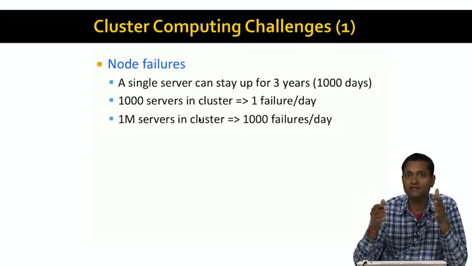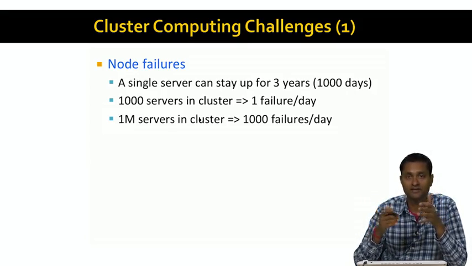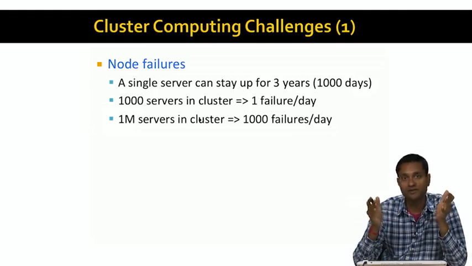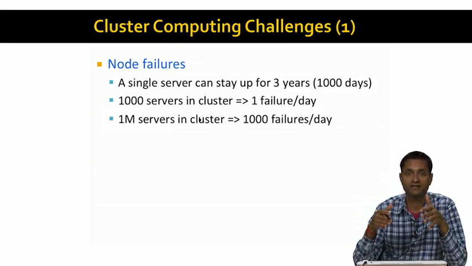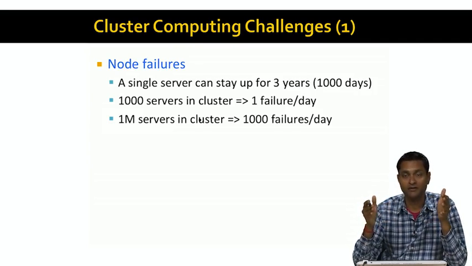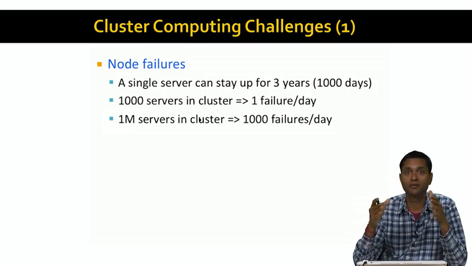But now imagine that you have 1,000 servers in a cluster. If you assume that these servers fail independent of each other, you're going to get approximately 1 failure a day, which still isn't such a big deal. You can probably deal with it. But now imagine something on the scale of Google, which has 1 million servers in its cluster. So if you have 1 million servers, you're going to get 1,000 failures per day. Now, 1,000 failures per day is a lot. And you need some kind of infrastructure to deal with that kind of failure rate.